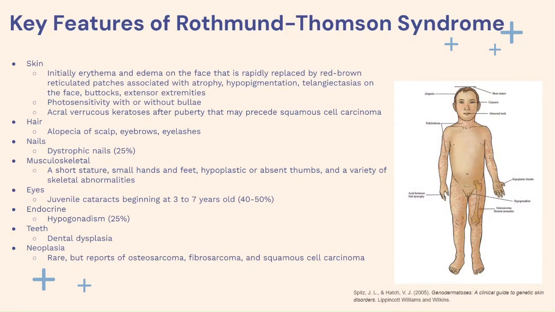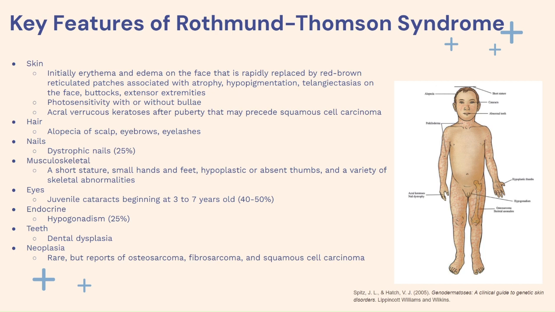Here you're going to have erythema, edema in the face, as well as red-brown reticulated patches associated with atrophy, hypopigmentation, telangiectasias on the face, buttocks is key, and extensor extremities. So they can get this pattern everywhere, especially in areas that aren't necessarily prominent to the sun, which includes the buttocks. Acral verrucous keratoses are also prevalent and happen around puberty or after, and these can actually lead to squamous cell carcinoma.